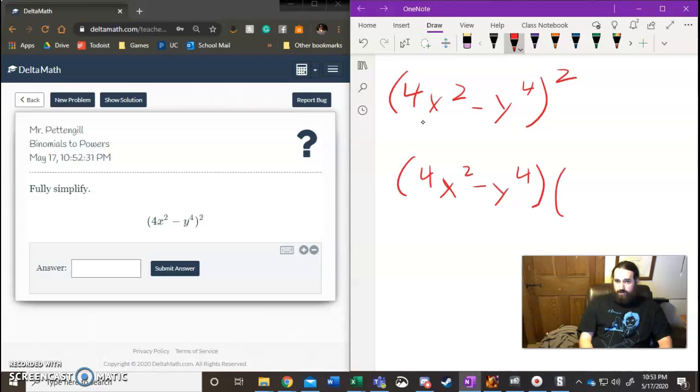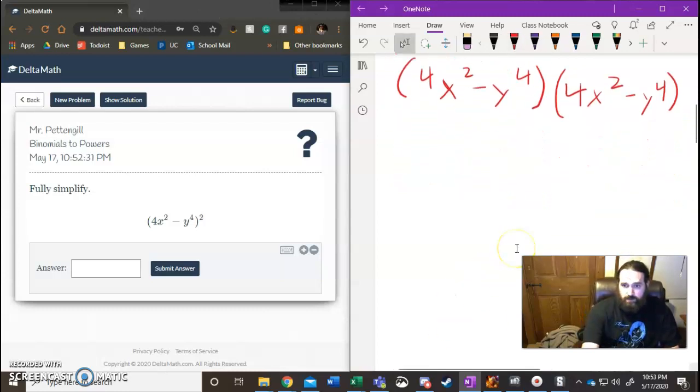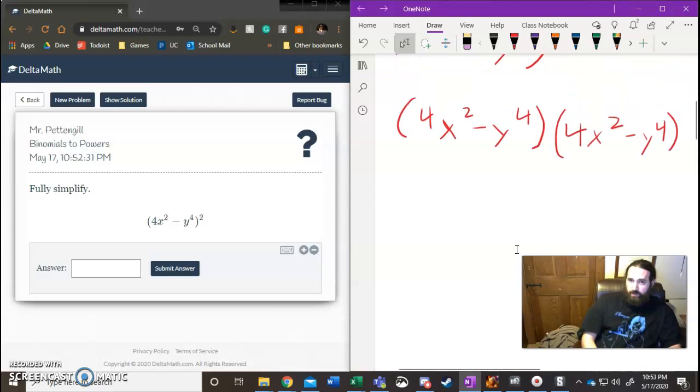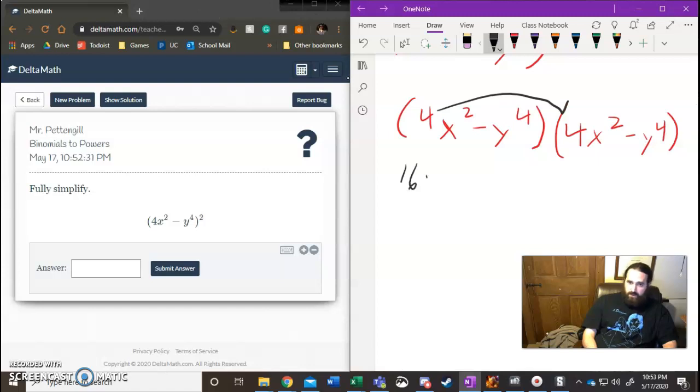times, remember this is a number times itself, that exponent up here. So it's times 4x squared minus y to the fourth, and then we start doing our distribution. Remember, polynomials are kind of like distribution gone crazy when they're multiplying like this. First things first, 4x squared times 4x squared. That's 16x to the fourth. Just remember, same base, add the exponents.